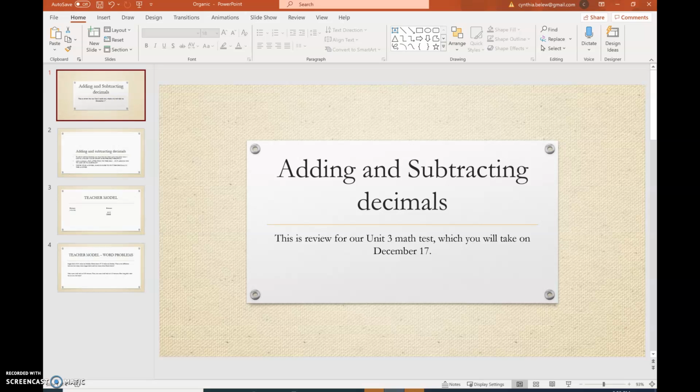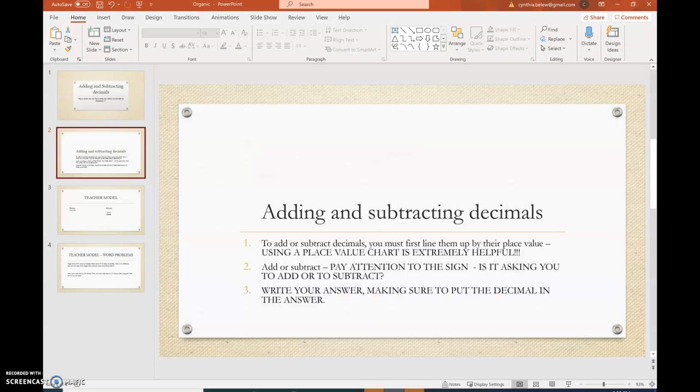Okay guys, here is your next what do you need to do for your independent assignment for Wednesday, December 9th. So today's independent math assignment is all about adding and subtracting decimals. Remember, this is for review for your Unit 3 math test, which you will take next Thursday, December 17th.